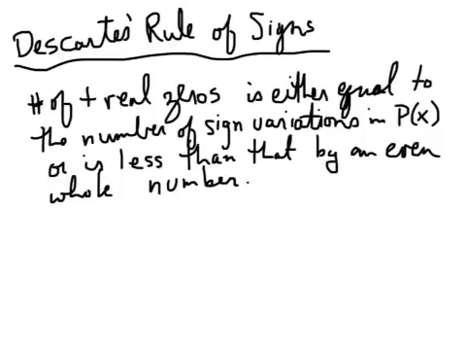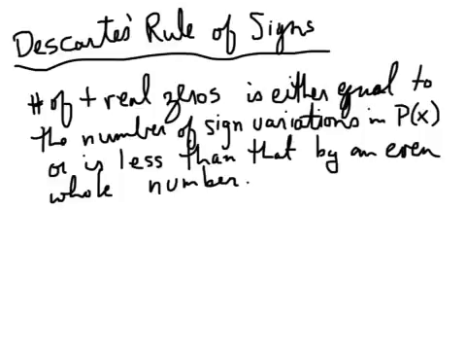The reason we decrease it by 2 is because when we find imaginaries in section 5, those always come in pairs. So if we take those pairs out, we would only have those positive ones left, or negative ones. So for the number of positive real zeros, it's either equal to the number of sign variations or less than that by an even whole number, which basically means decrease it by 2 every time.